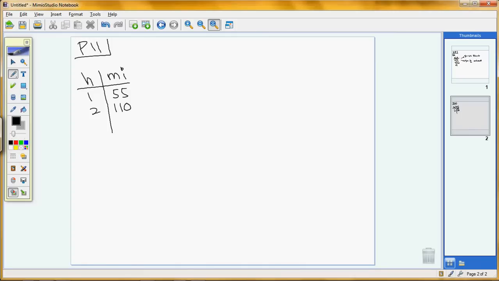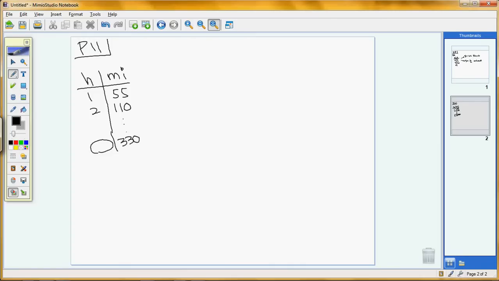Find the amount of time it takes to travel 330 miles. So if this goes on and on, you're going to have 330. What would be the hours? That's part A.